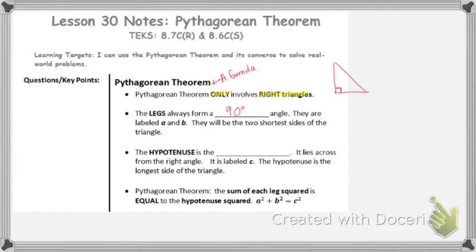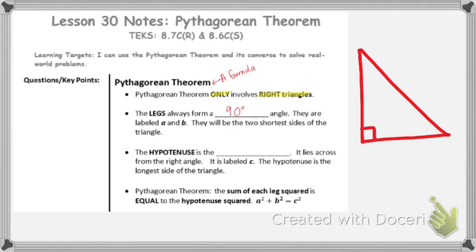So if we look at this triangle right here, let me make it a little bit bigger. Here's a 90-degree angle. This side length here and this side length here, those are going to be the legs, and we're going to call those A and B. Those are the legs. And the hypotenuse is the longest side.